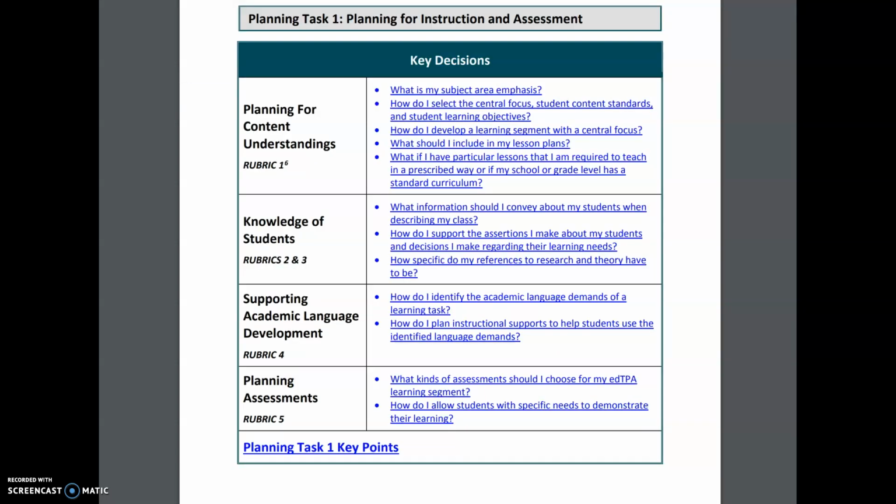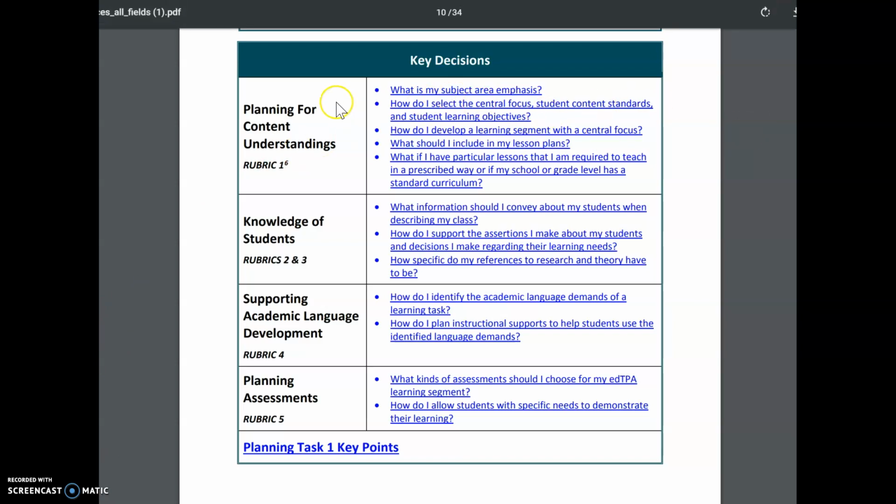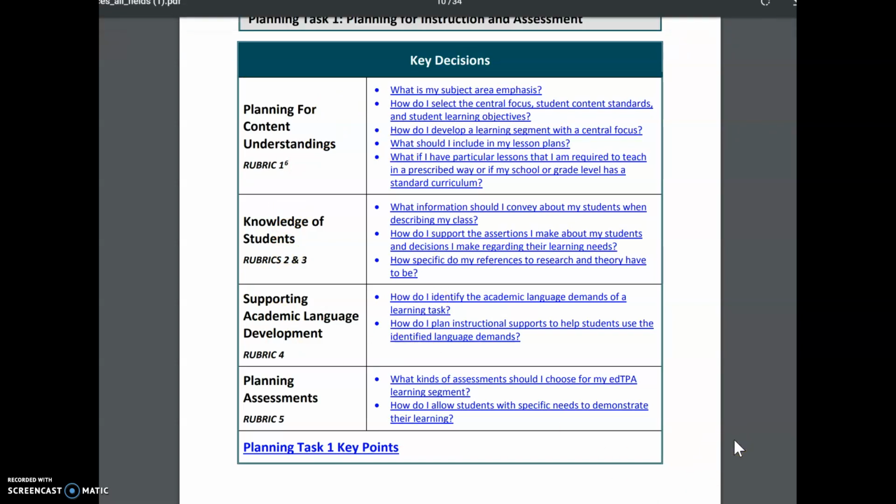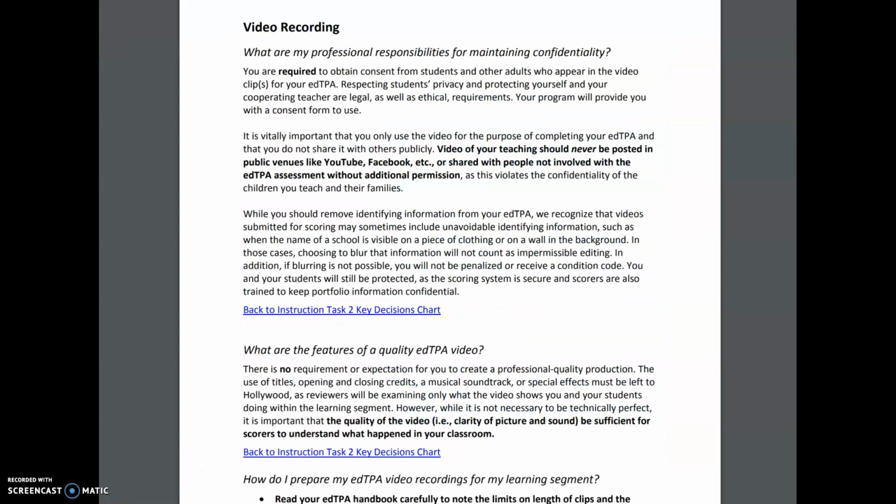As I had just previously stated, I had done an edTPA lesson plan in ETE 339. I felt very, very confused when I was doing that lesson plan because I didn't have this information. And I love that there are resources in this document to look at to show you exactly what the graders are looking for in your edTPA plan.